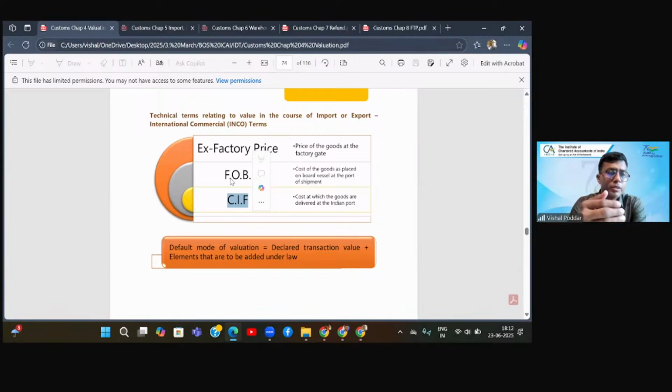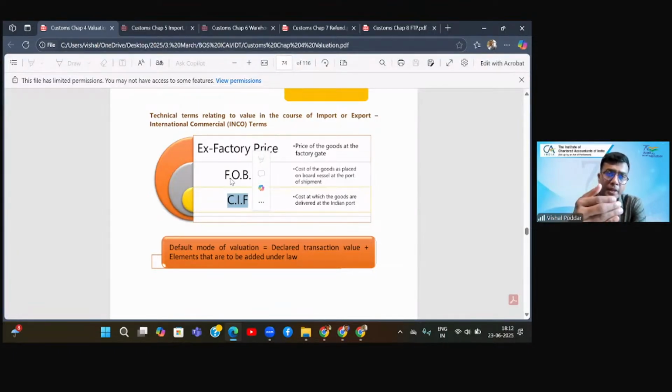So my port, let us say the Russian port, from where the goods would be loaded on the ship and dispatched to India. Now, when I say my price is FOB, it is up to my port. I have included all the transportation of the first leg up to my port. But what is not included is the transportation from my port to the Indian port. That is what is FOB.